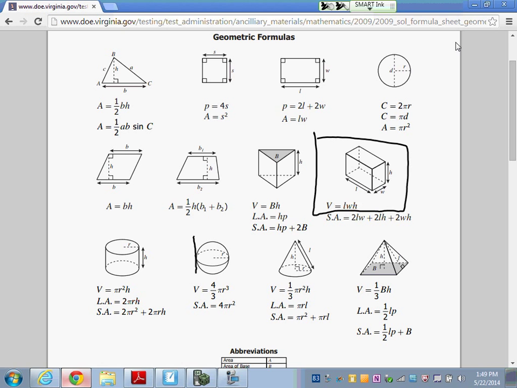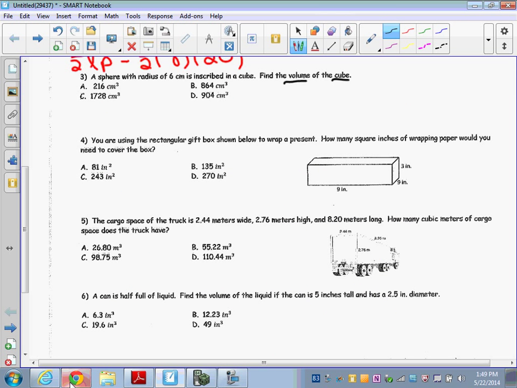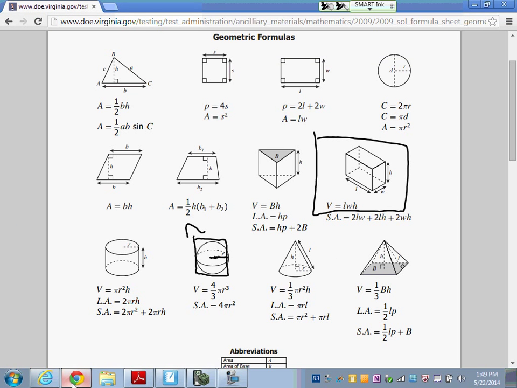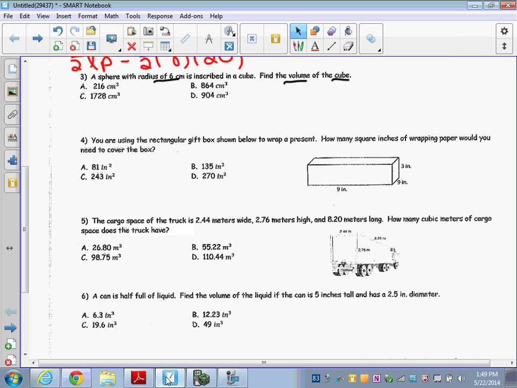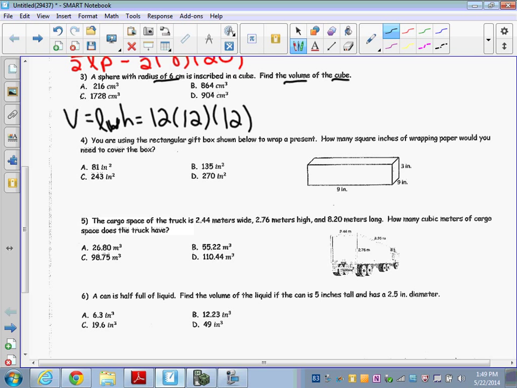So if I have a box, which is kind of around a sphere, and if I have a radius that is 6 centimeters, that means that the whole width, length, and height is all going to be 12. If the radius is 6, the whole thing needs to be 12. So now I'm ready to solve the problem. So volume is equal to length times width times height, and that is just 12 times 12 times 12, which will get you the correct answer of C, 1,728 centimeters cubed.